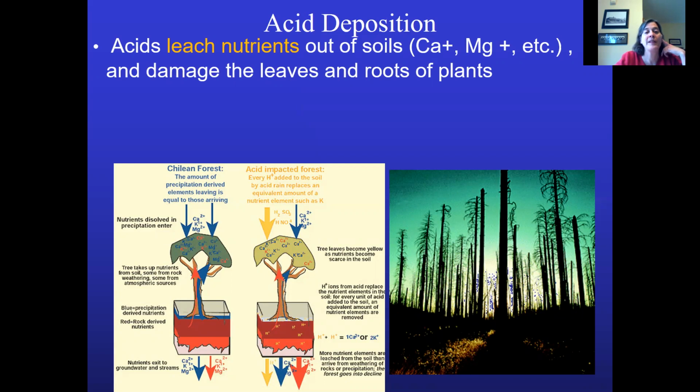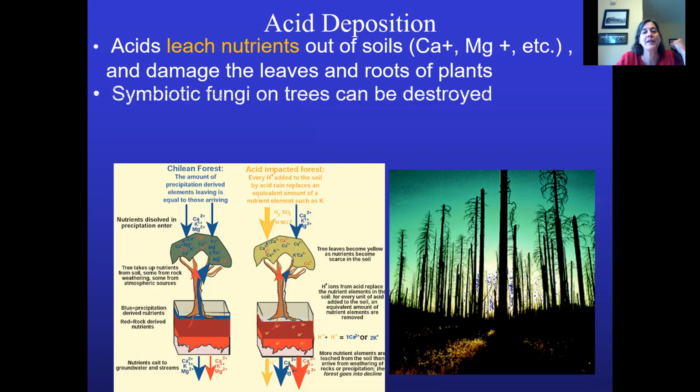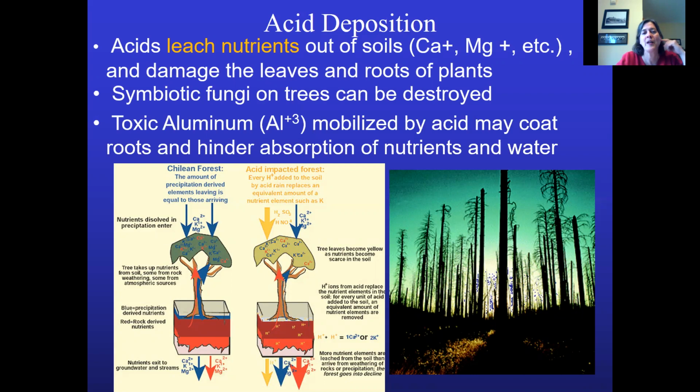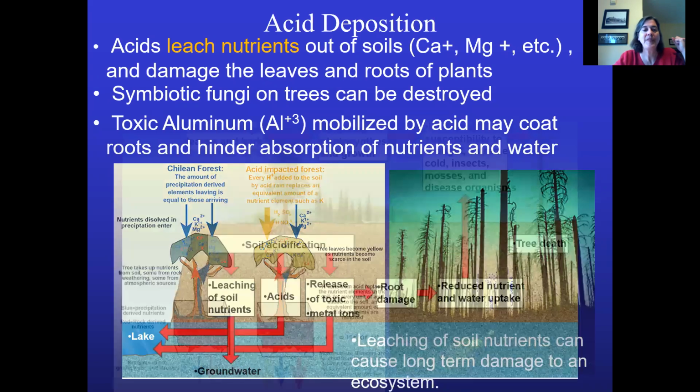You can also directly damage the leaves and roots of the plants, but if they're not getting the nutrients they need to survive, they're going to suffer. You can also destroy symbiotic organisms that help the trees survive. And then the other one is that aluminum is quite toxic if it's mobilized. Aluminum is a really common element found in a lot of rocks. If you start leaching that aluminum out of the rocks and putting it in your soil, that can also really damage your plants.